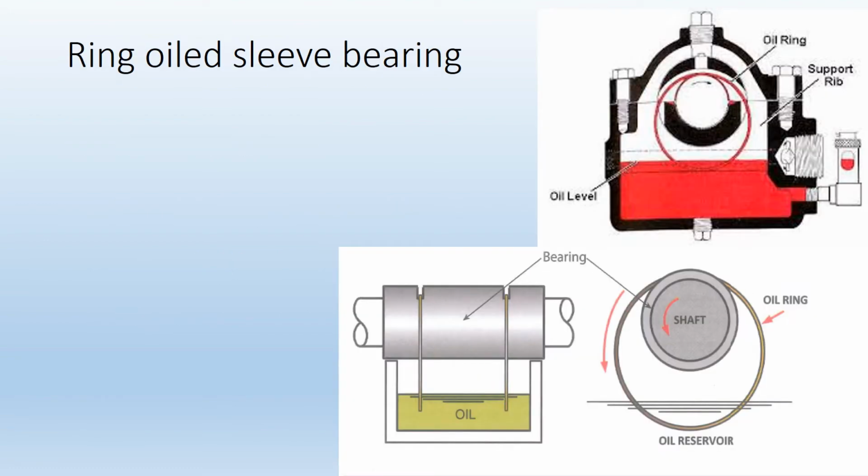Ring-oiled sleeve bearings utilize a large ring resting on the shaft that will actually rotate in the same direction as the shaft, and the rotating ring will dip into some lubricating oil, pick up the oil, rotate further and deposit that oil on top of the shaft. And that oil that's deposited on the shaft will then be distributed throughout the sleeve bearing.